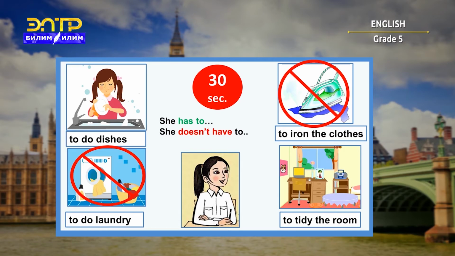Now it is your turn to say what she has to do and what she doesn't have to do. You have some time for doing this task. All right, kids, your time is up. Let's check your answers.